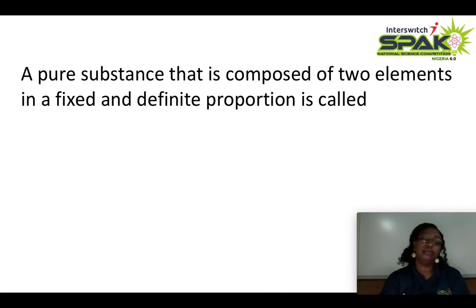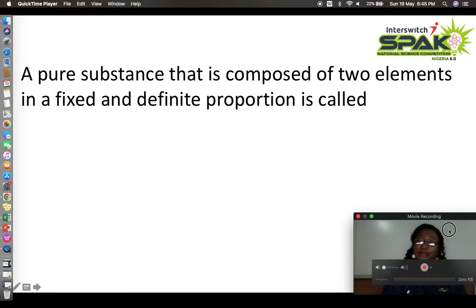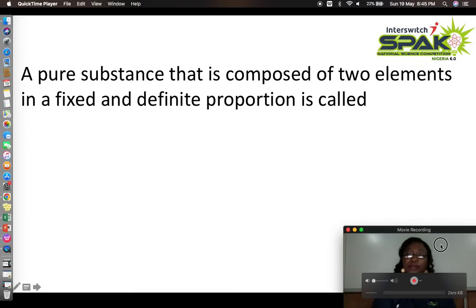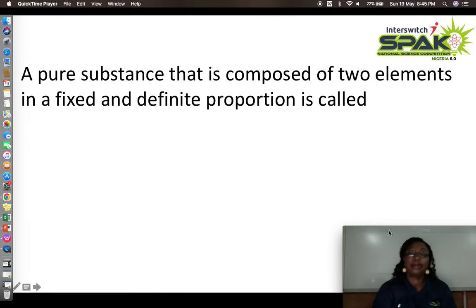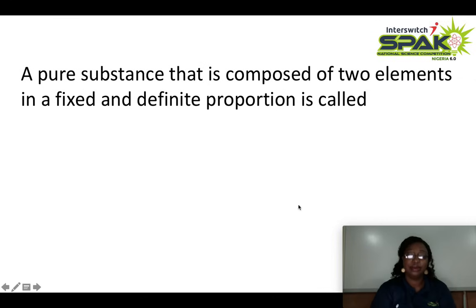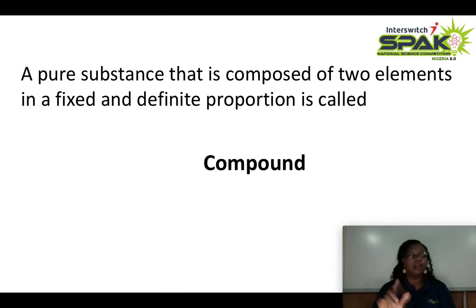Now, there's no option, so I expect that you'll be able to get it. A pure substance that is composed of two elements in a fixed and definite proportion is called... Do you see your answer? Okay, let's see the answer. Compound. Now you can mark. Did you get it? Yes or no? Okay. Moving on to the next question, and that is how we'll be treating each of the questions to see if you can remember or not.